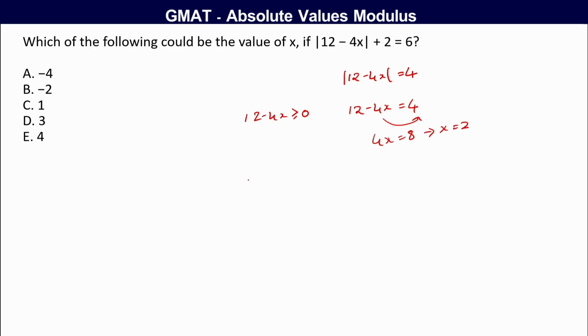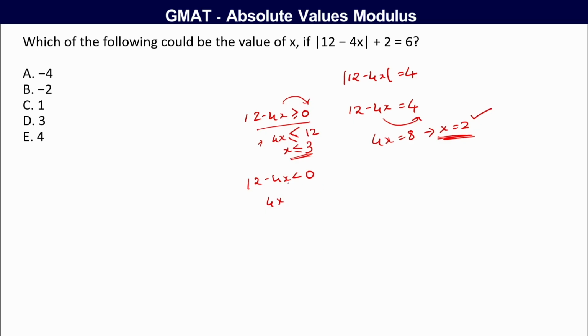But you also have the case when 12 - 4x is less than 0. Does it satisfy this condition? Let us just check. Taking 4x to the other side, you have 4x is less than or equal to 12. Dividing both sides by 4, you have x is less than or equal to 3. So, x = 2 is less than or equal to 3. So, this is a valid answer.